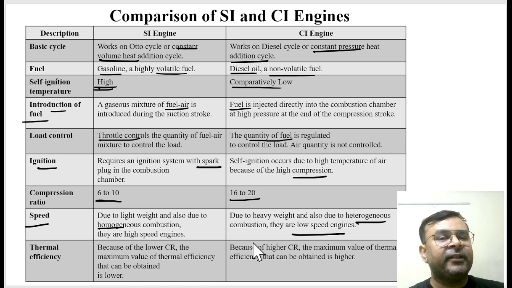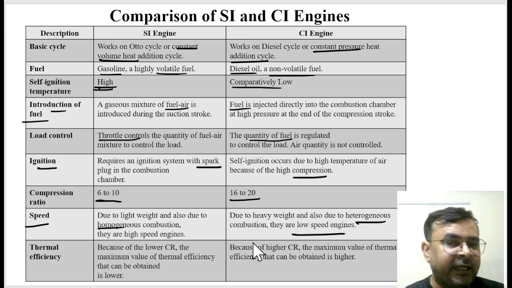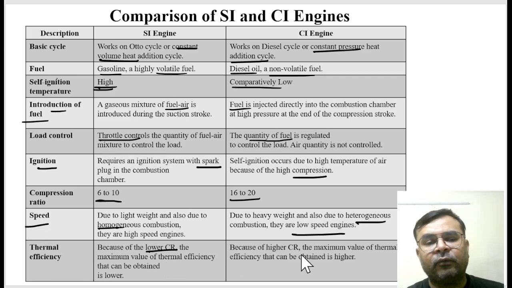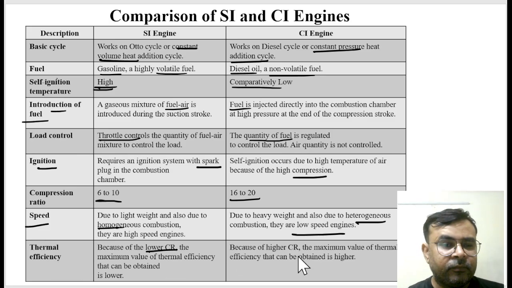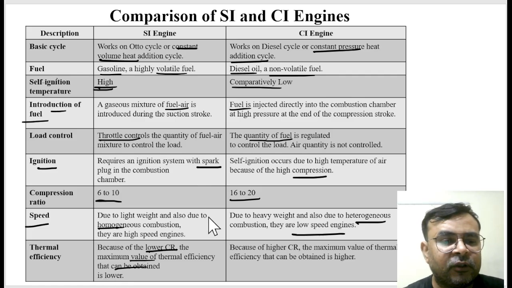So you have seen in a bus or a truck, generally we use a CI engine, and in a car or in bikes we generally prefer an SI engine, for light load and high speed. CI engine is for heavy load, low speed. And for thermal efficiency, obviously here we have low compression ratio, so the maximum value of thermal efficiency that can be obtained will be lower.